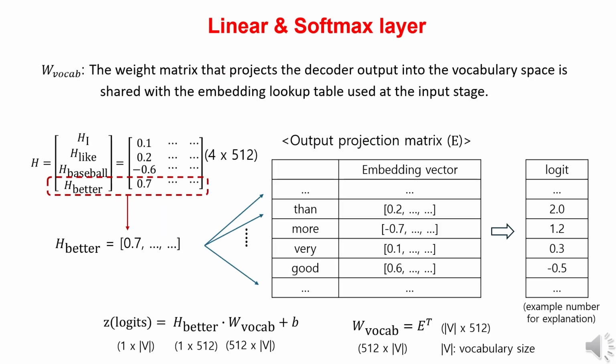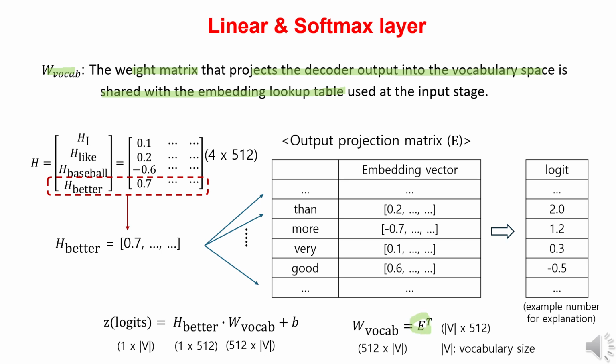In this slide, we examine how the linear layer actually computes logits through an example. First, W vocabulary is a weight matrix that projects the output vector from the decoder into the vocabulary space. An interesting point is that the weight matrix that projects the decoder output into the vocabulary space is shared with the input embedding matrix using its transpose. That is, at the output stage, the transpose of the embedding matrix is used.